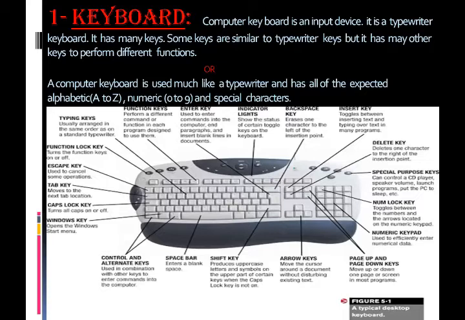Home and End keys. Home key moves the cursor to the beginning of the line on which the cursor is present. End key moves the cursor to the end of the line. Page up and page down. These keys are used to make the cursor jump page by page. Page up key is used to move the cursor to the previous page's screen, and page down moves the cursor to the next page.